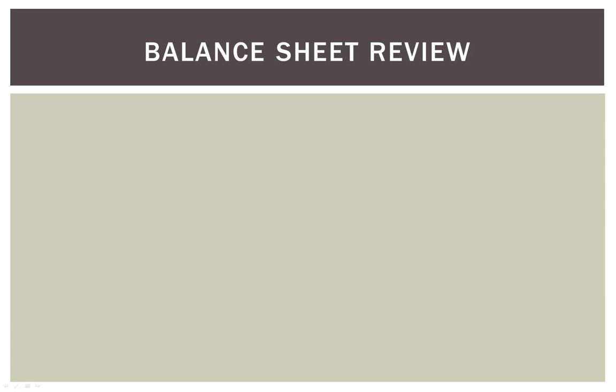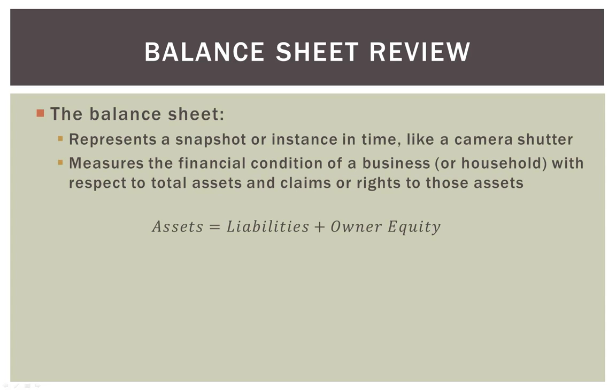All right, so let's review real quickly and then we'll be done. Just remember that the balance sheet is a snapshot in time, not about change over time. And it measures the financial condition of a business with respect to its assets and claims or rights to those assets. What we mean by that is, again, if a company gets into financial trouble, whatever assets it has, and of course there are accounting rules and legal rules regarding this, but basically if it defaults on its debts or something like that, then those creditors have rights to the company's assets to get their money back. So that's what we mean by claims or rights to assets.